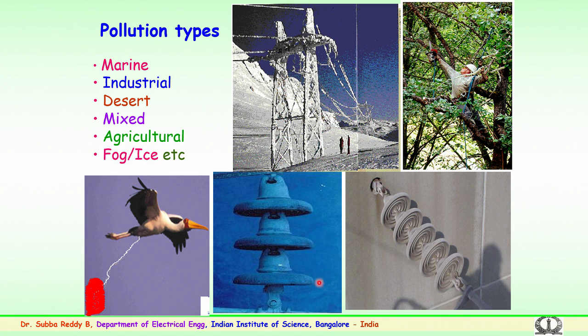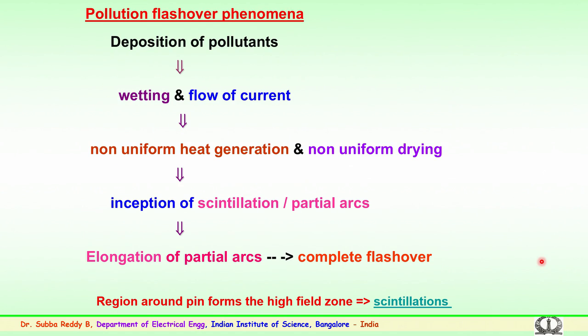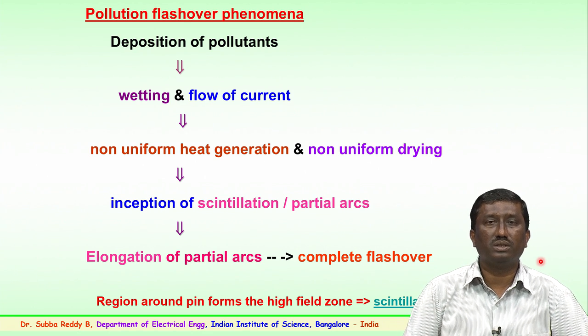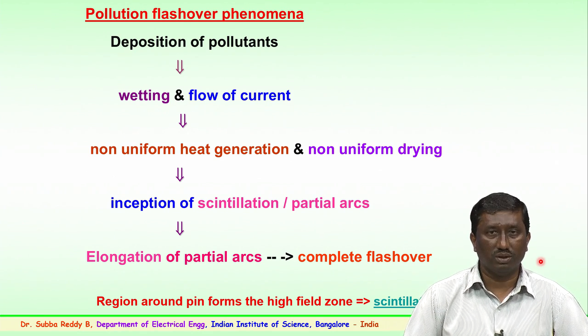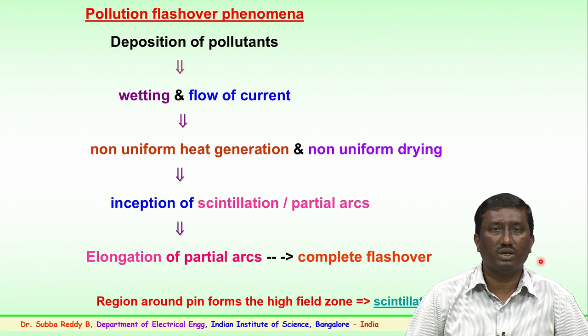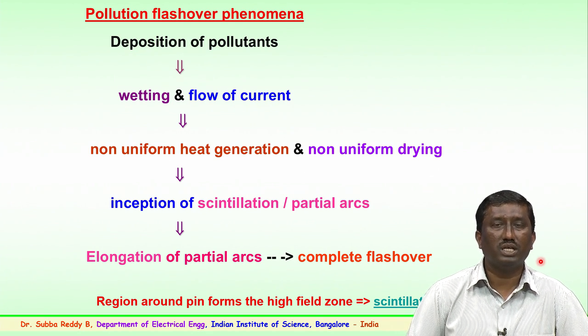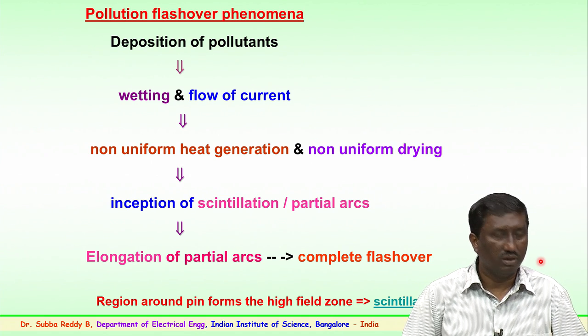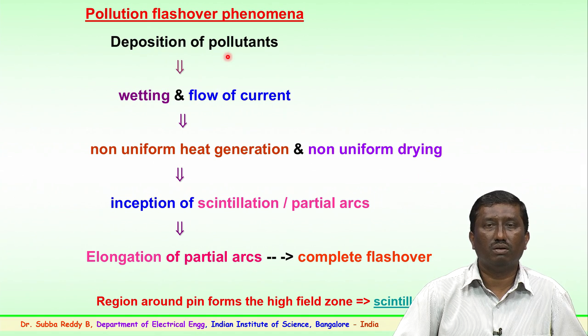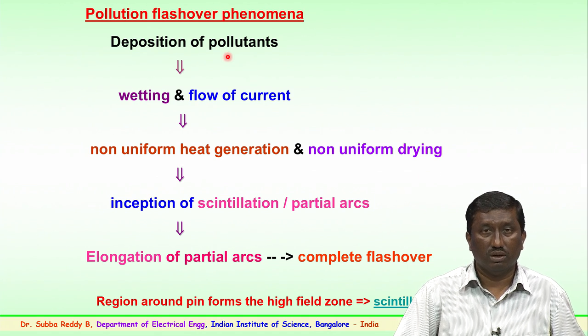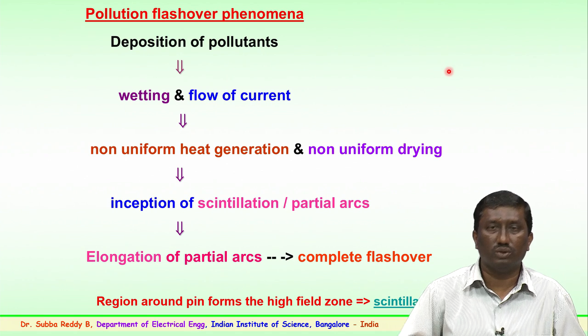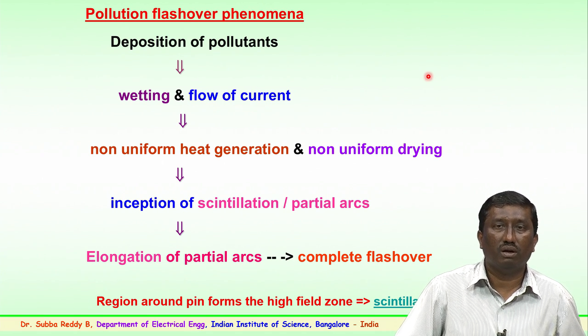So, similarly we have various types of pollutants in the industry where they get accumulated over a period of time and degrade the properties. How does this pollution flashover happen? The basic phenomena: just to explain the physics of this in a brief manner, as mentioned, contaminants or pollutants could deposit over a period of time on the insulator surface, depending upon the transmission lines which pass near those areas.